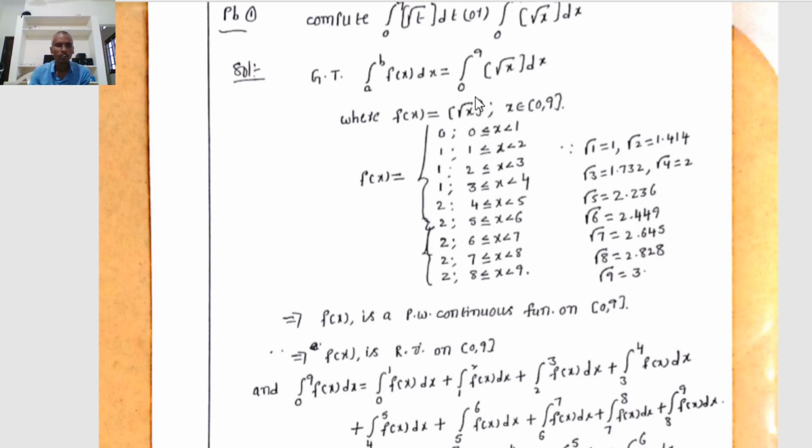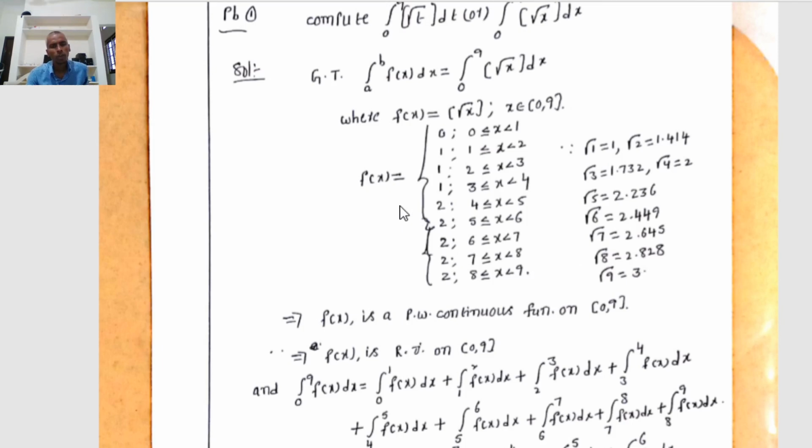We have to find the function values f of x, the integral part of root x, on the interval x belonging to the closed interval 0, 9. Observe that root 0 equals 0, root 1 equals 1, root 2 equals 1.414, root 3 equals 1.732, root 4 equals 2, root 5 equals 2.236, root 6 equals 2.449, root 7 equals 2.645, root 8 equals 2.828, root 9 equals 3.